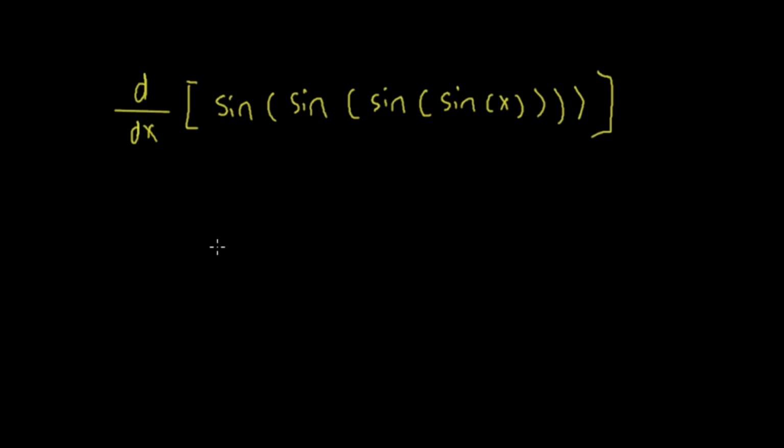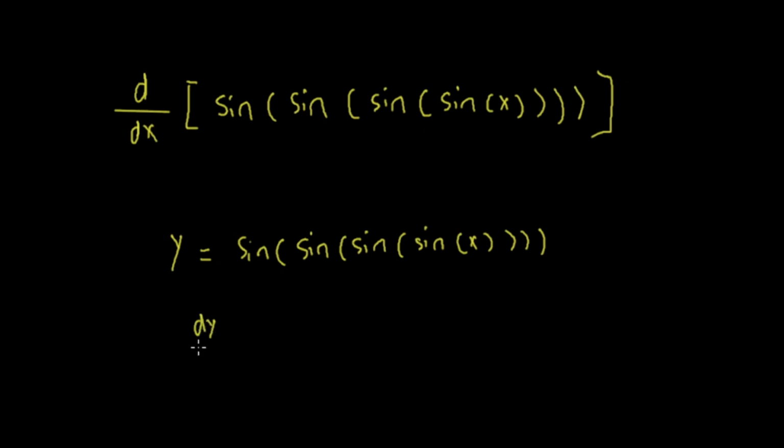I will first let y equal this whole function here. So y equals sine of sine of sine of sine x. Okay, so finding the derivative of this is the same as finding dy over dx, right?